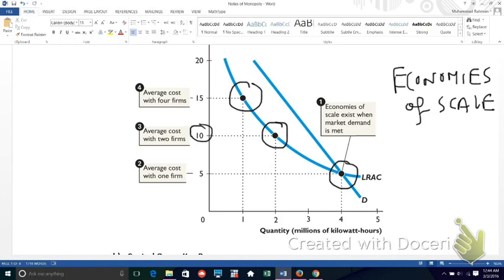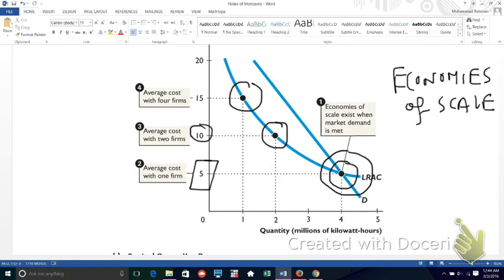So, if we allow one firm to produce and supply for the entire market, we can ensure that our firm can experience economies of scale. But the most important fact is that by achieving economies of scale, our single firm would charge a price which is $5, which is less than prices charged by market conditions where there is more than one firm.